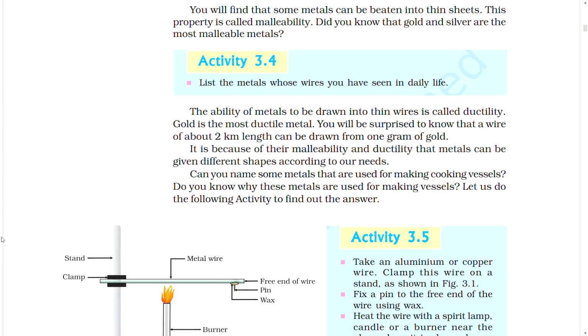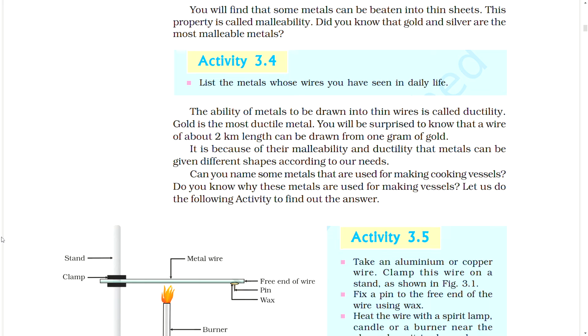Activity: list the metals whose wires you have seen in daily life. The ability of metals to be drawn into thin wires is called ductility. Gold is the most ductile metal. You will be surprised to know that a wire of about 2 km length can be drawn from 1 gram of gold. It is because of their malleability and ductility that metals can be given different shapes according to our needs. Can you name some metals that are used for making cooking vessels? Do you know why these metals are used for making vessels?